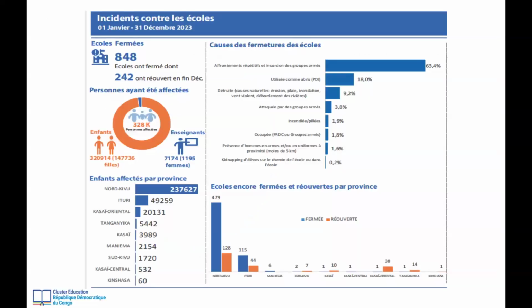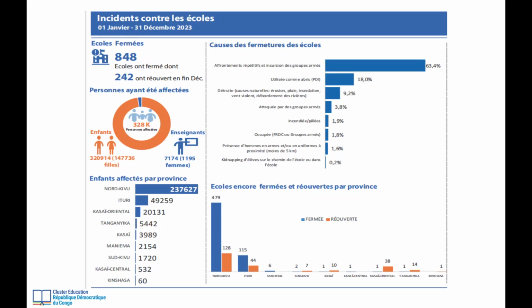Now, in schools, in 2023, we had 848 schools that were closed. And towards the end of 2023, in December, about 242 schools were reopened, which means we still have 606 schools that remain closed. The result is you have children who still do not have access to schools due to the crisis and natural disasters that have led to schools being closed.